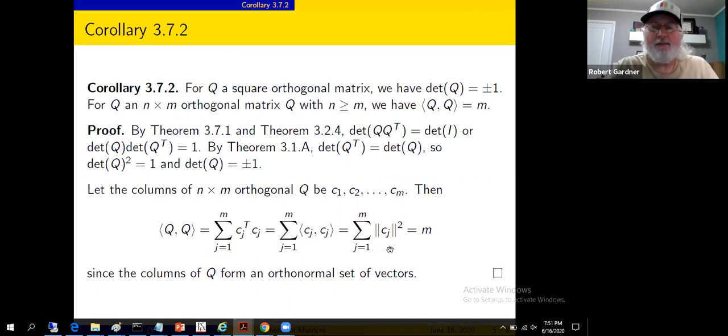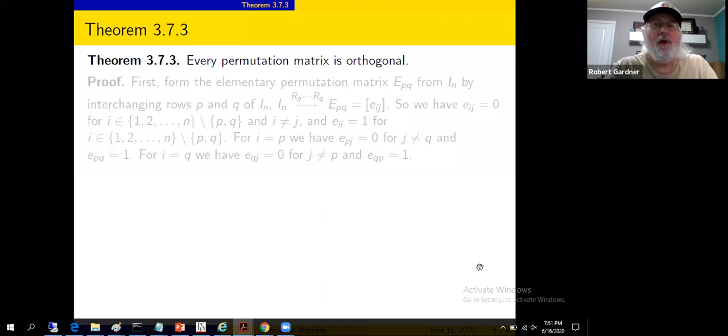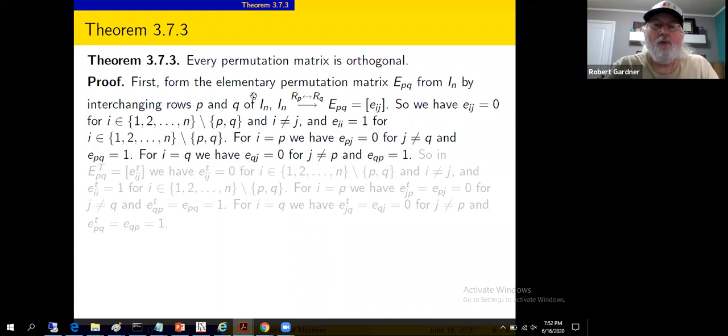And lastly, for proof from this section, the claim is every permutation matrix is orthogonal. Permutation matrices were a product of row exchanges, a product of elementary matrices related to row or column interchanges. So we'll ultimately have to consider a product of a bunch of elementary permutation matrices. So we'll actually establish the result for a single elementary permutation matrix, and then every permutation matrix is a product of elementary permutation matrices.